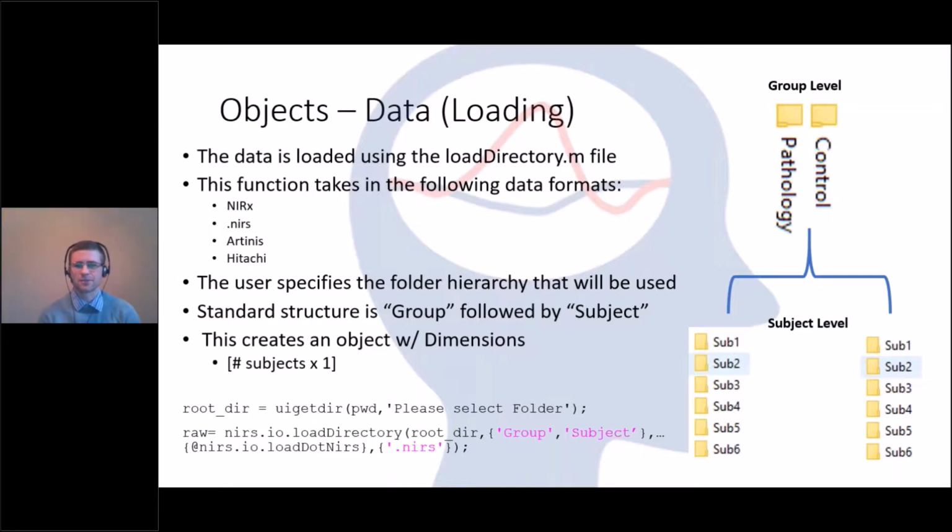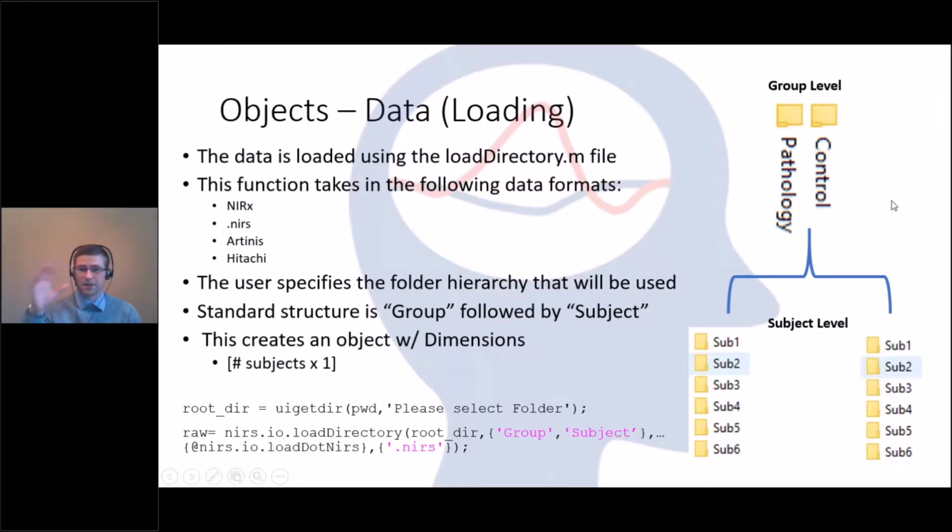I highly suggest, just from my own experience, that you work with the .NIRS format. There is a conversion script available on the support site. You can run that on your raw NIRx data. It will convert to .NIRS, and you can call the load .NIRS function. What that looks like is this code at the bottom here.